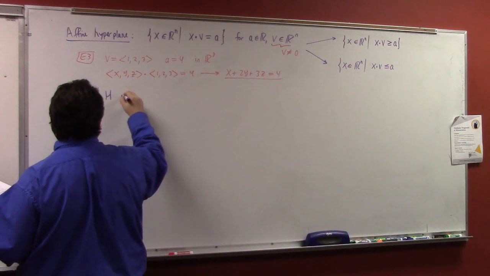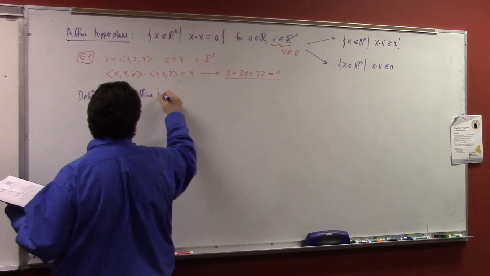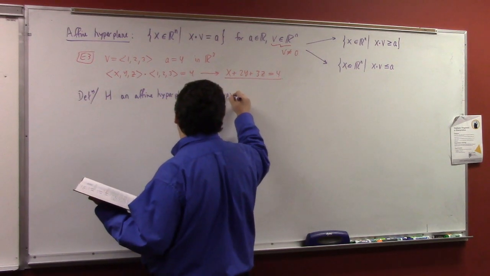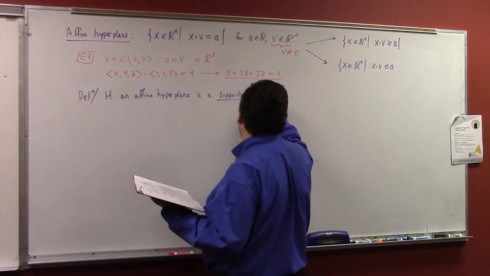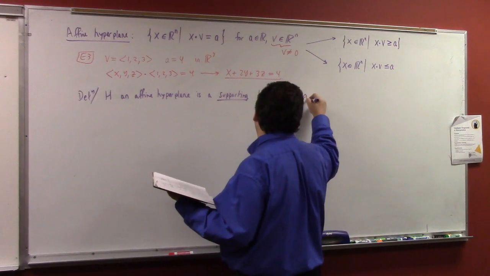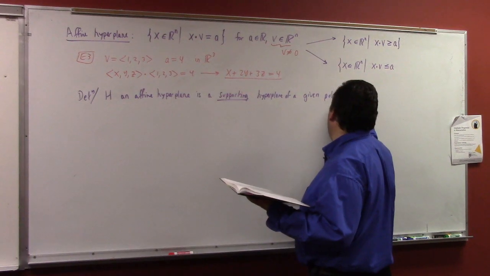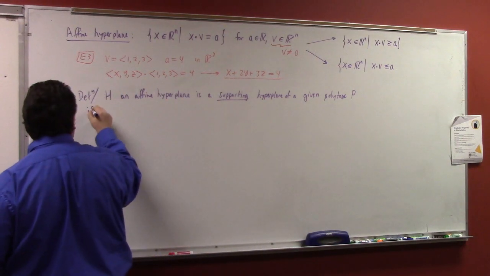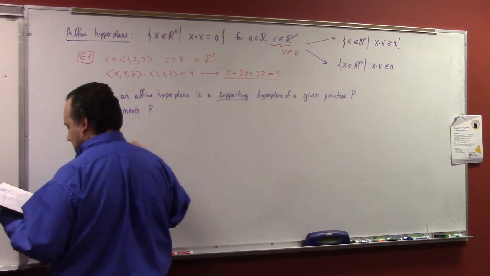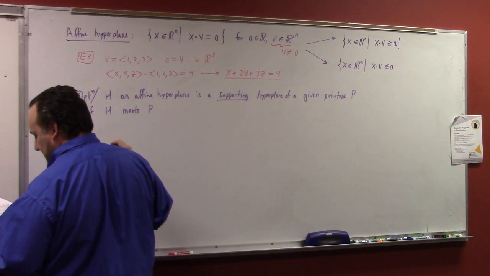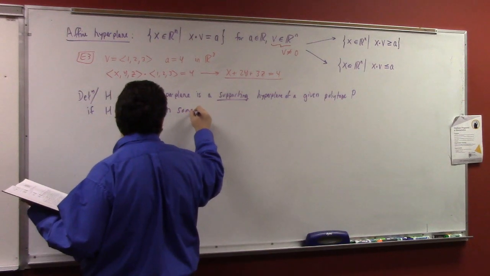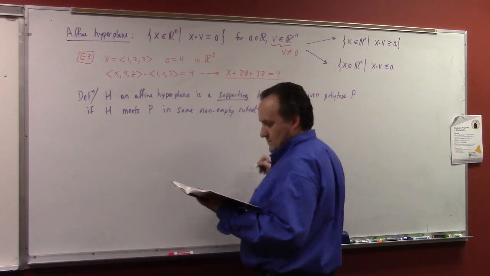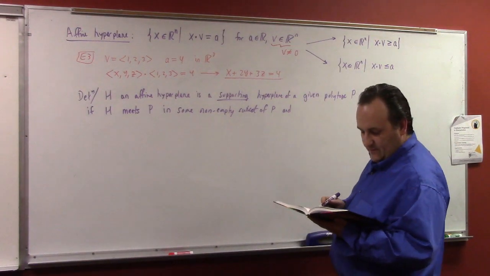An affine hyperplane H is a supporting hyperplane of a given polytope, let's call that polytope P, if H meets P in some non-empty subset of P, and, all right, P is confined to one of the half spaces determined by H.